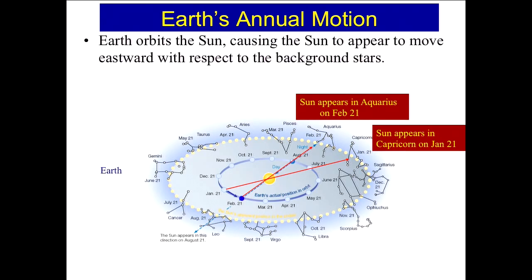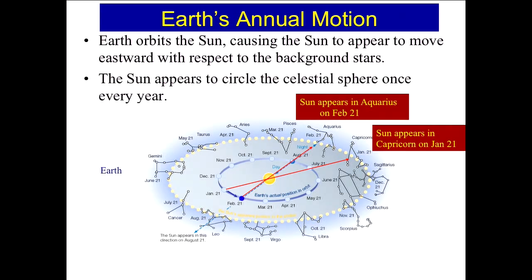What this all means is that the Earth, as it orbits the sun, causes the sun to appear to move eastward relative to the background stars, relative to the celestial sphere. The sun appears to march its way against the background stars, going all the way around, taking one full year for the sun to do this dance. You can see the problem. The sun isn't actually moving, but it appears to be moving.